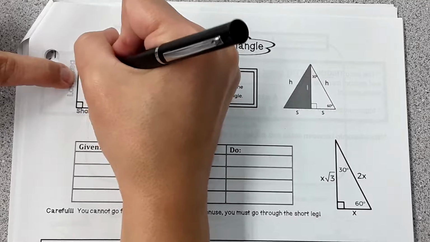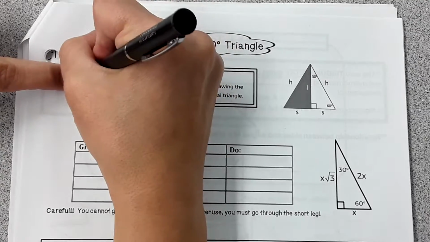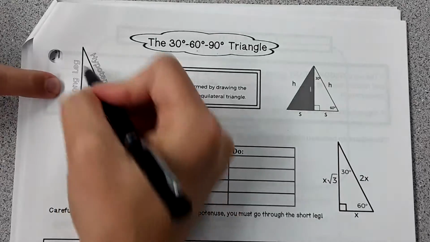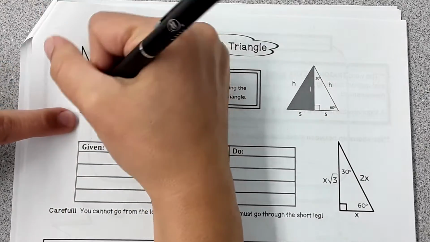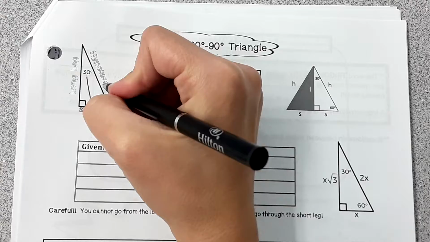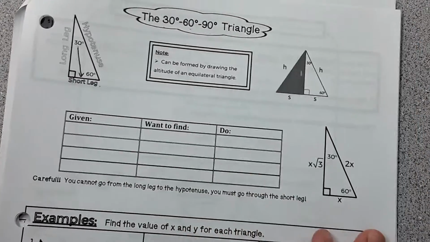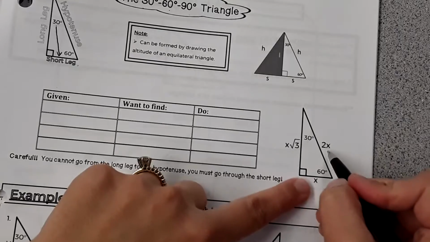The shortest side is opposite the smallest angle, so the shortest side is always opposite the 30-degree angle. So that's our short leg. Our long leg is going to be opposite the 60-degree angle. And then, of course, the hypotenuse is opposite the 90-degree angle. The dimensions of this triangle are right here.